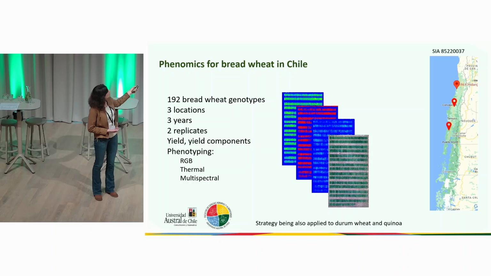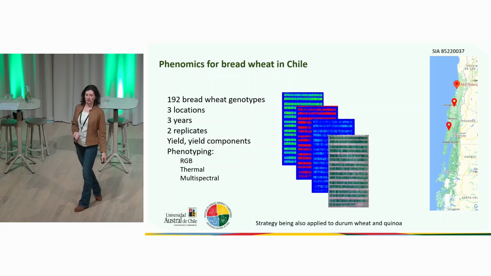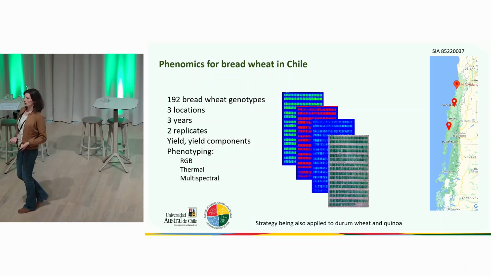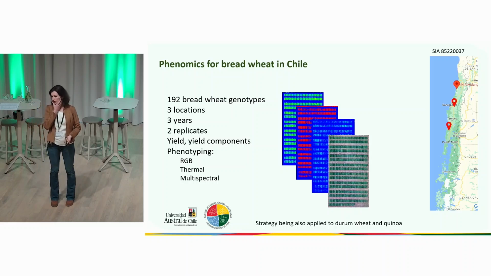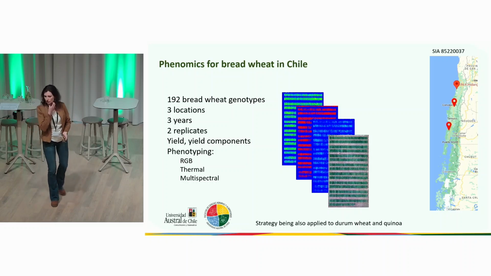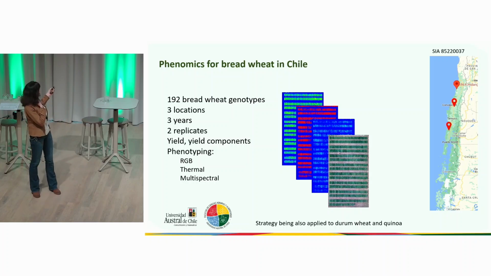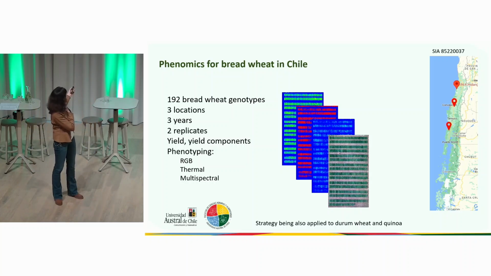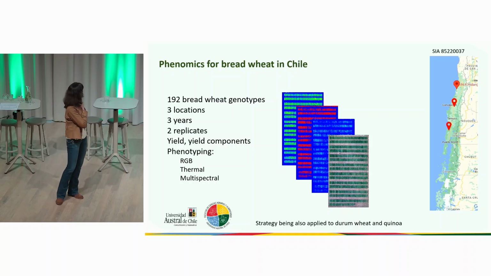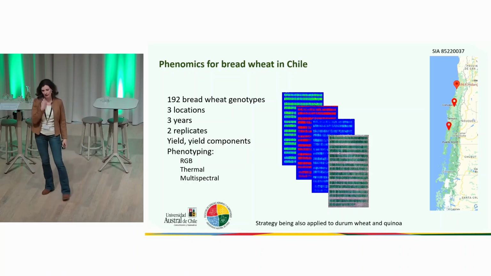Here we collaborated with INIA. They have their spring wheat breeding program in this location, which is drier and hotter. In the south, we get less drought, and therefore we wanted to expose this G/E variation. So we had 192 spring wheat genotypes in 3 locations, 3 years, and 2 replicates. We had some yield components, which is always very nice data, but a lot of work, and some phenotyping, flying with RGB, thermal, and multispectral cameras.